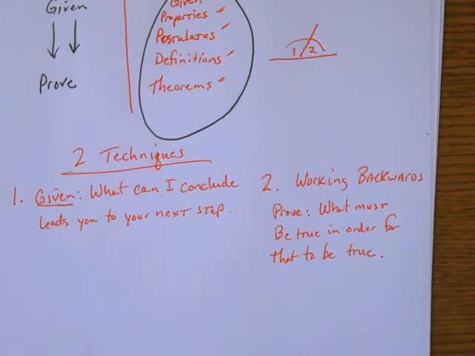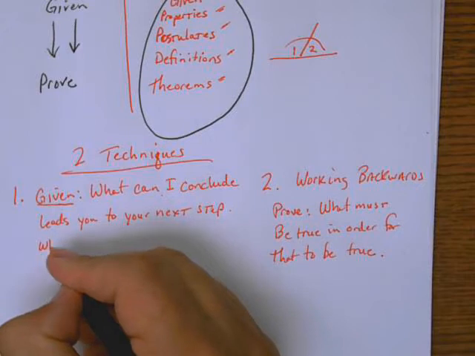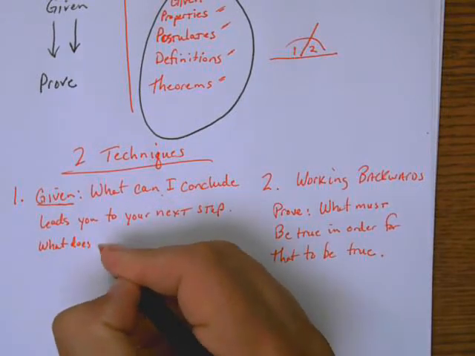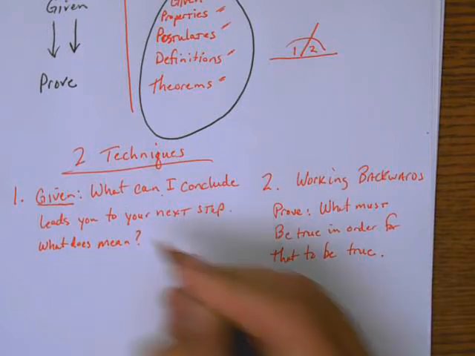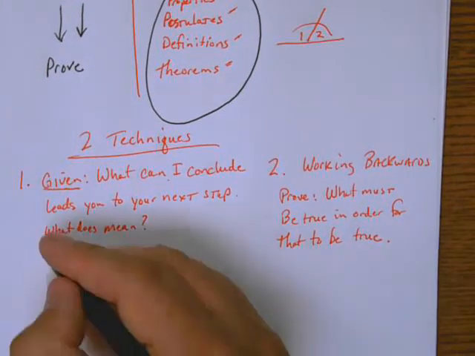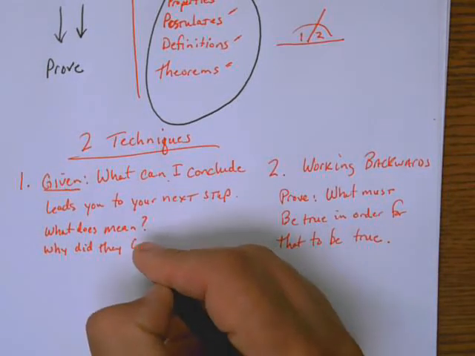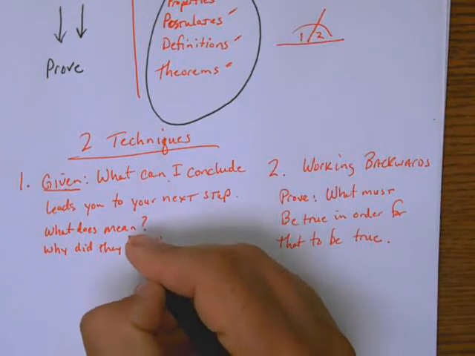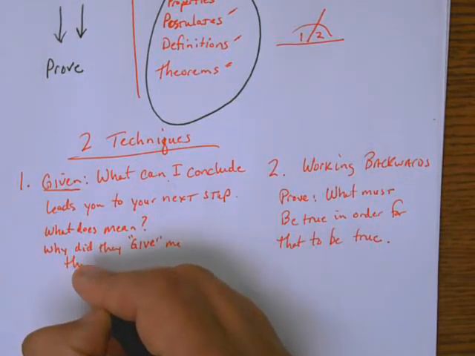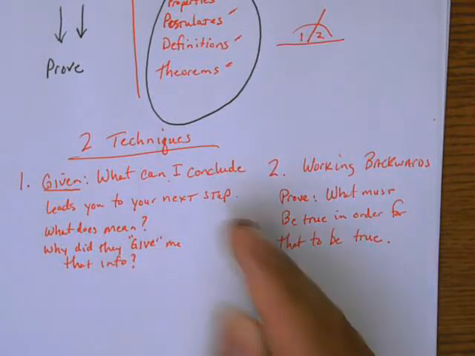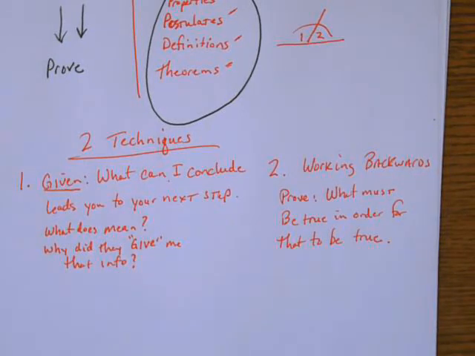Basically, you let the given information lead you to the next step. What can I conclude? Or you might even say, what does this mean? Or you might even ask yourself the question, why did they, meaning the people that created the problem, give me that info? Does that make sense? So you're just having a conversation with yourself. You're trying to analyze the proof, and you're looking at the given information, and you're saying, why is it there?